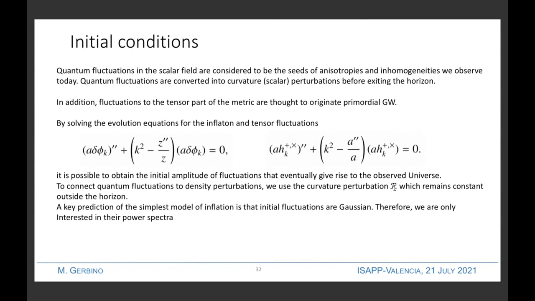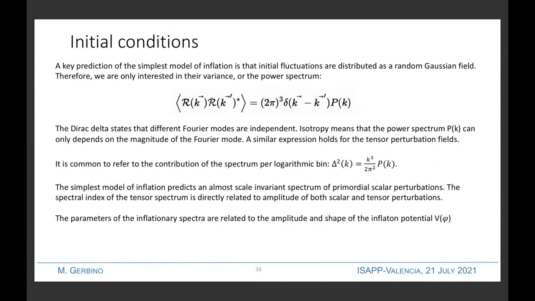The power spectrum is defined here. Here I've written down the power spectrum of the curvature perturbation. And the expression on the right is due to the fact that we are assuming an on-average isotropic and homogeneous universe in linear perturbation theory.